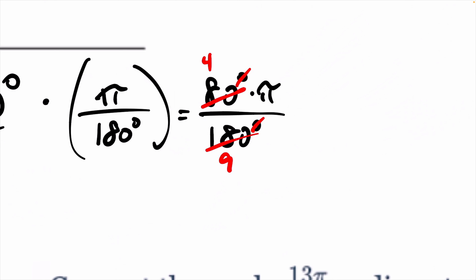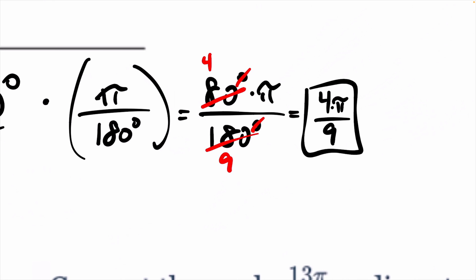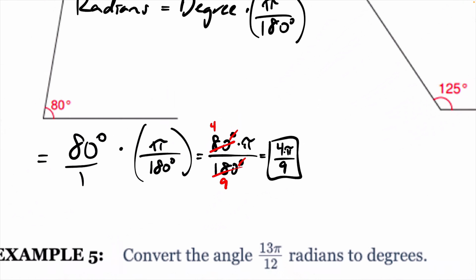So now we have 4 times pi on top over 9 on the bottom. It's reduced. You can't cancel anything out. That's how we know we're done. So the big idea here is 80 degrees is exactly the same as 4 pi over 9. So from now on, they're not going to say 80 degrees. They're going to say 4 pi over 9. And you're going to be like, what's that? What's 80 degrees?